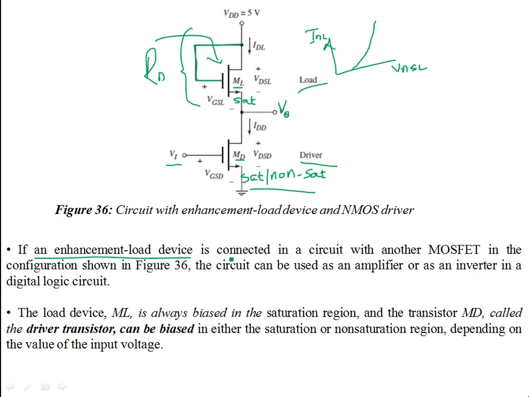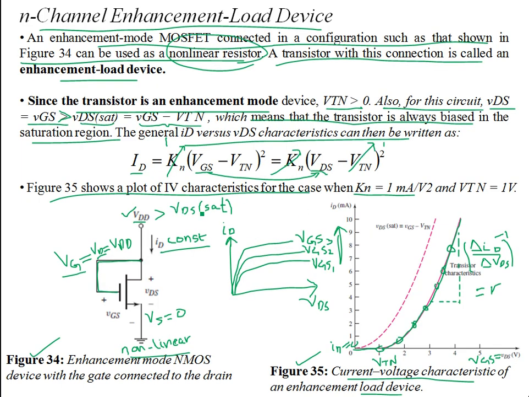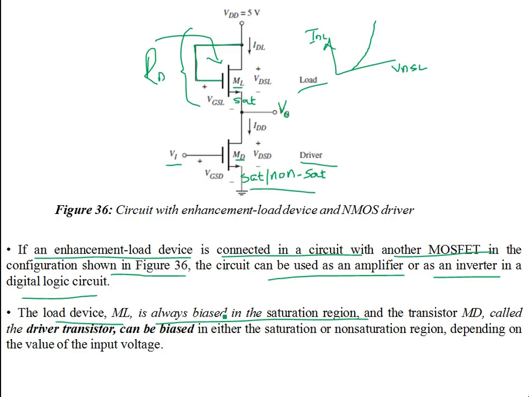If an enhancement load device is connected in a circuit with another MOSFET in the configuration shown in 36, the circuit can be used as an amplifier or as an inverter in a digital logic circuit. In a digital logic circuit, you don't need resistors. You don't have them on the ICs. Everything is MOSFETs. The load device ML is always biased in the saturation region, which is the case here. We need this in SAT region so that we can have this IV relationship, and VGS is VDS.